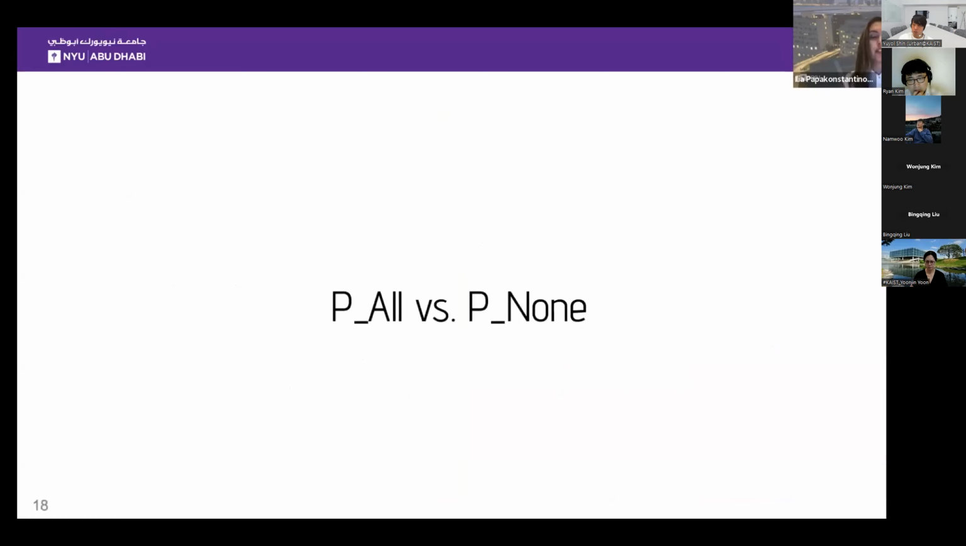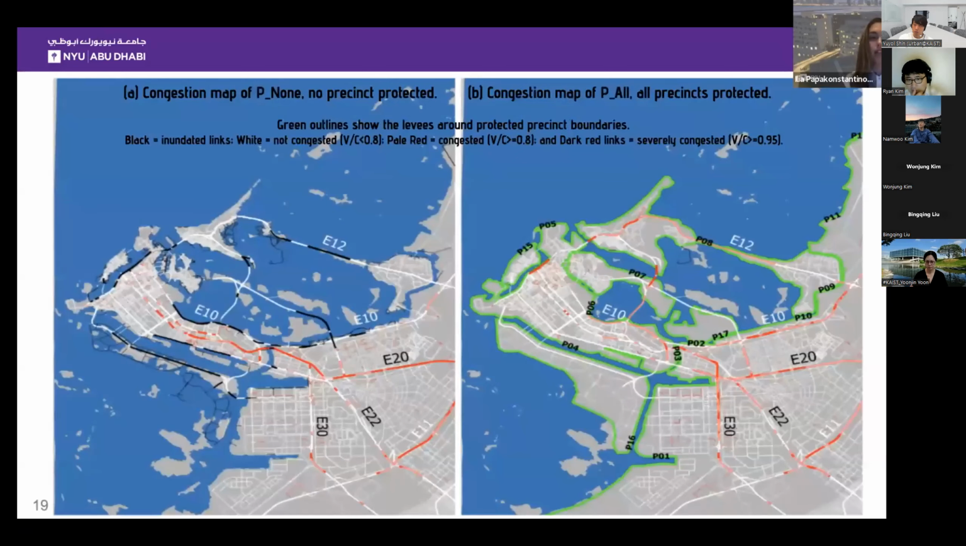First, we see the case where no precinct is protected and the case where all precincts are protected. The green outlines show the levees around protected precinct boundaries. The black shows the inundated links. The white means there is no congestion, so the VC ratio is smaller than 0.8. Pale red is greater than 0.8 and less than 0.95, and the very dark red is more than 0.95.